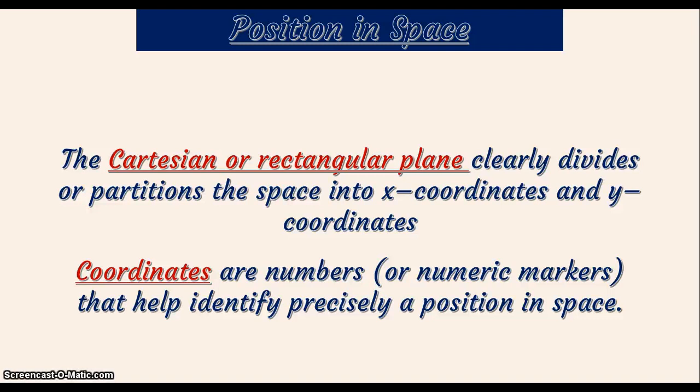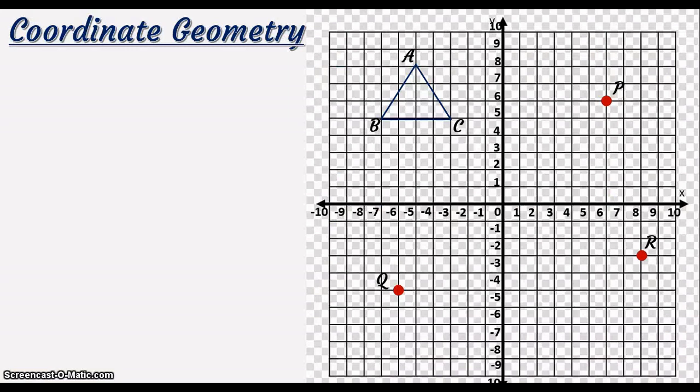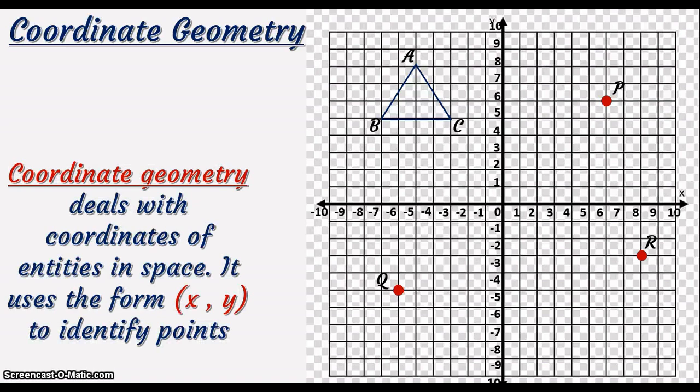Now that we understand what the Cartesian or rectangular plane is and what coordinates are, it's time to look at coordinate geometry. What is coordinate geometry? It's simple. You bring together coordinates and geometry, and what you have is coordinate geometry. So let's look at this. Coordinate geometry deals with coordinates of entities in space. It uses the form (x, y) to identify points. That is for a 2D plane. X comes before y. Always remember that: the x coordinate before the y coordinate.